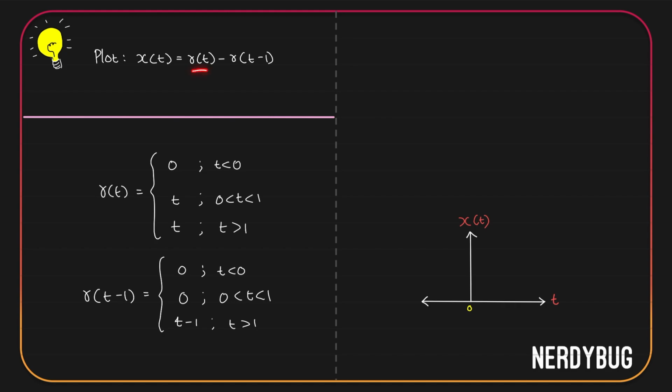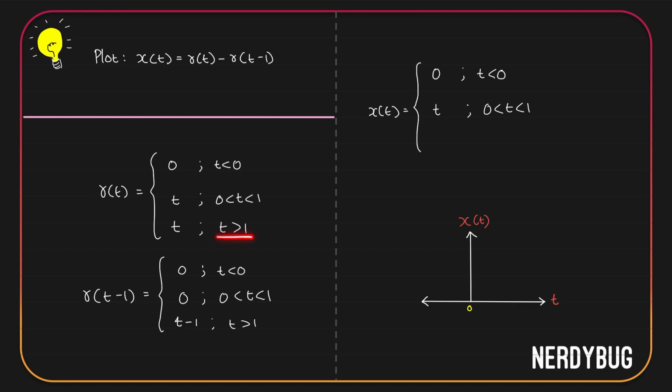What we need is r(t) minus r(t-1). When t is less than 0, this is 0, this is also 0. So we get 0 in our graph. So x(t) is going to be 0 itself when t is less than 0. When t is between 0 and 1, r(t) is t and r(t-1) is 0. So t minus 0, we have to get t. So it is t when 0 < t < 1.